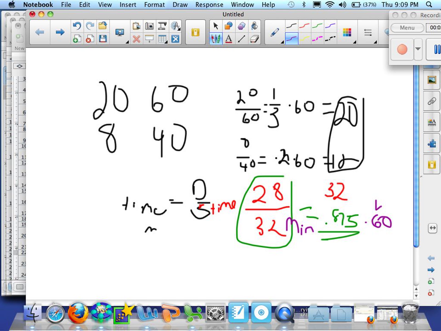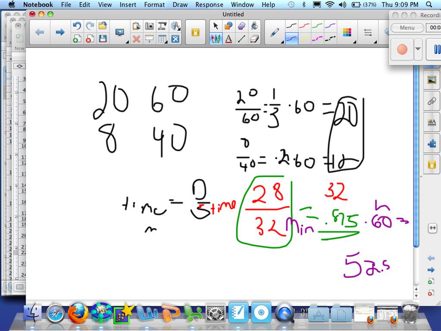So here's the miles per minute, and then times 60 gives miles per hour, because there's 60 minutes in an hour. When we do that, we get 0.875 times 60. We should get 52.5. 52.5 miles an hour was the average speed we drove for all of those 28 miles.